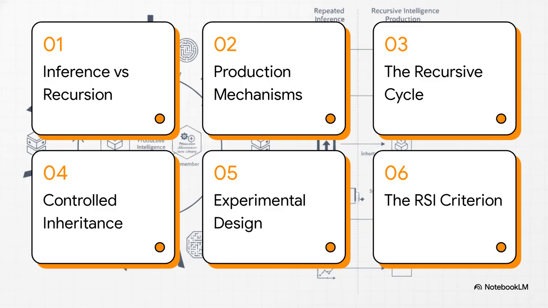We'll begin by distinguishing repeated inference from recursion. Next, we'll detail the structural mechanisms of intelligence production, followed by the integrated recursive cycle. Then, we'll examine controlled inheritance, outline a falsifiable experimental design, and conclude with a strict criterion for recursive self-improvement.